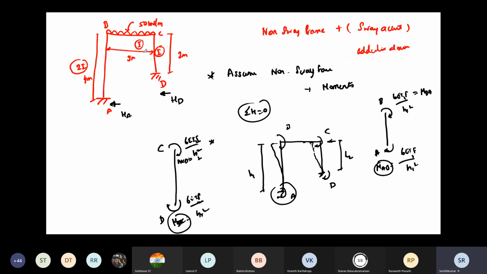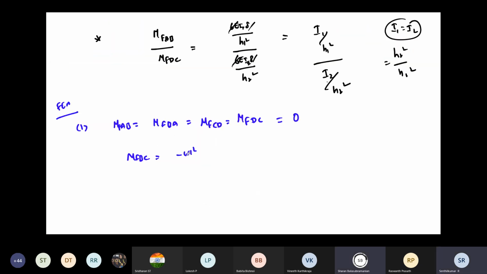Then what about M_FBC? End moment due to the loading. What is M_FBC? It is minus WL square by 12. So minus 50 into 3 square by 12, that is equal to minus 37.5 kilonewton meter. Like that, M_FCB will be plus 37.5 kilonewton meter. So fixed end moments are over.